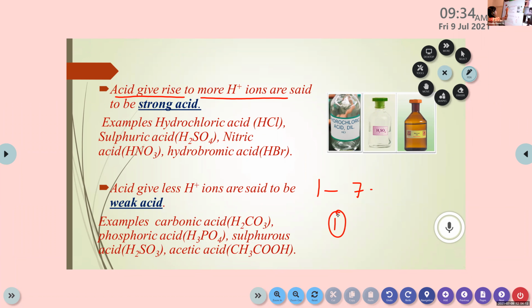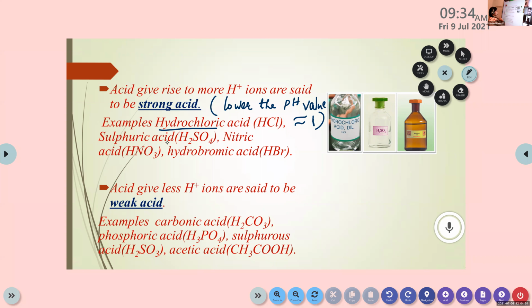Lower the pH value, approximately equal to 1. Clear. The examples for the strong acids are hydrochloric acid, HCl, sulfuric acid, H2SO4, nitric acid, HNO3, hydrobromic acid, HBr, etc. All these belong to strong acids because they give rise to more H plus ions, and the pH value is lower. Is this clear?